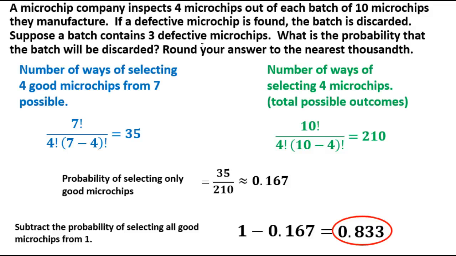Now that's rounded to the nearest thousandth. Thousandth is 3 decimals. But the big thing here is it's a lot easier just to calculate the probability that they're all good. Then we can subtract that from 1. Because remember, probability is always 1 at maximum. That's 100% probability that it will happen. So 1 minus whatever the answer was for getting only good microchips will give us our answer, meaning one of those is defective.